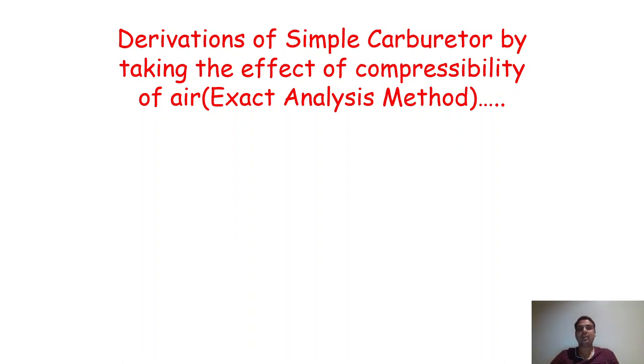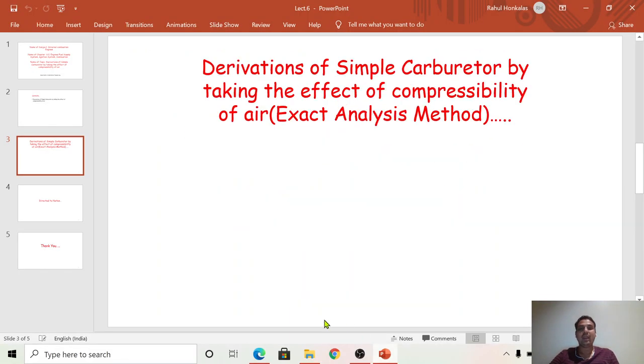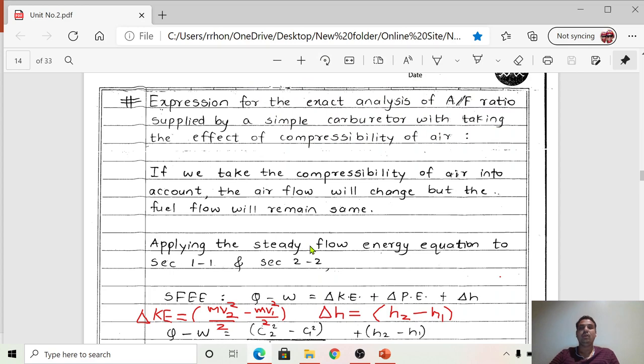So, to discuss thoroughly, we will proceed with the help of a notes part. Expression for the exact analysis of air-fuel ratio supplied by a simple carburetor, taking the effect of compressibility of air. In the last video, the derivation was for the approximate analysis method, that is, by neglecting the effect of compressibility of air. Now, in this derivation, we are going to discuss the exact analysis method of carburetor, by taking the effect of compressibility of air.